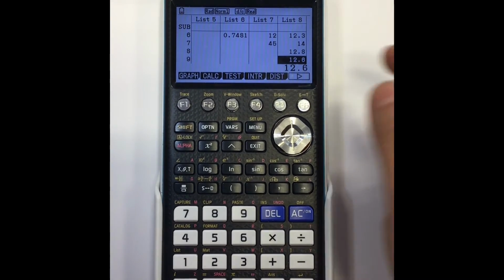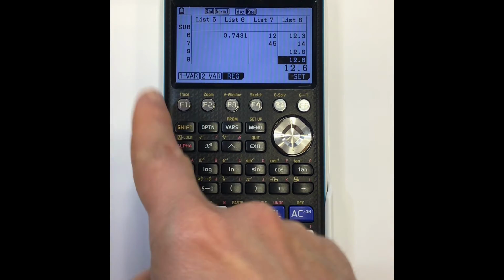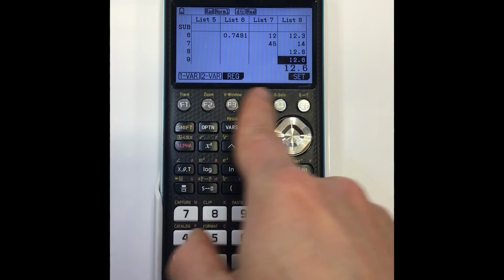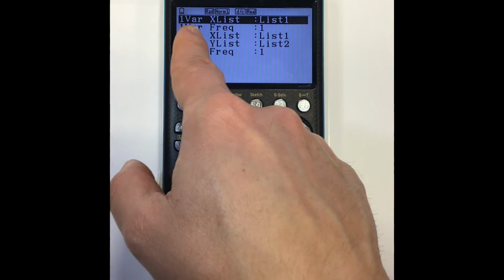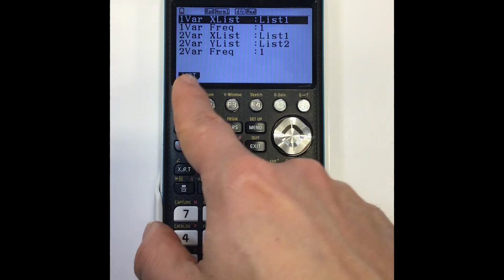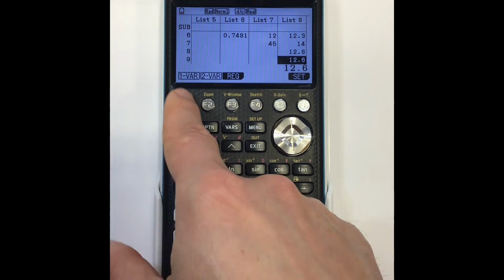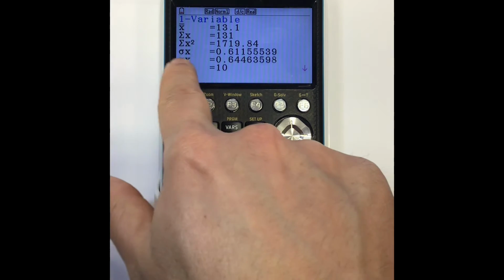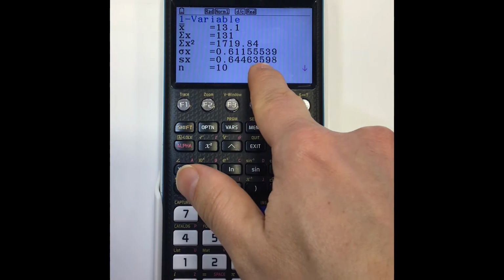What I'm going to do is calculate the mean and standard deviation, right? Before you calculate it, please make sure you go to the set and that you are calculating the list 8. Set the first variable to come from list 8. Okay, and then exit. Now the sample mean is 13.1 and the standard deviation is 0.64. Write it all down.